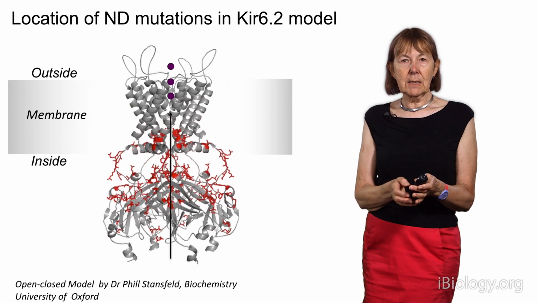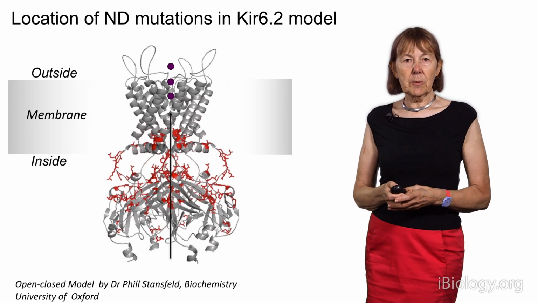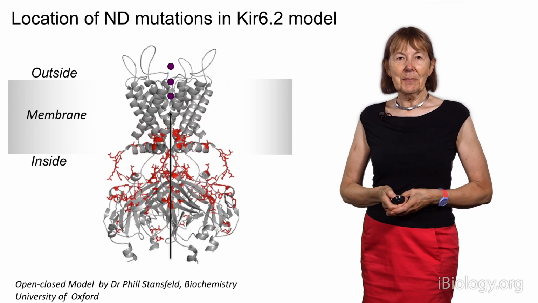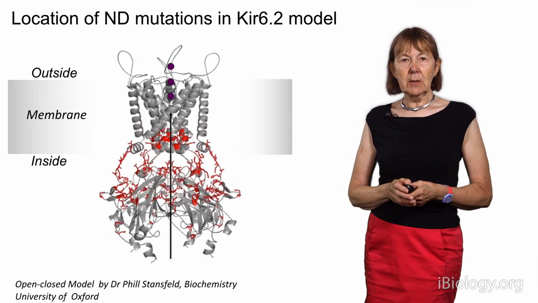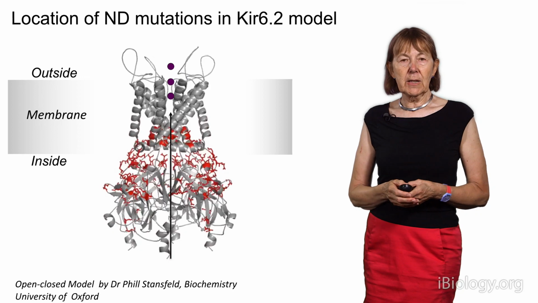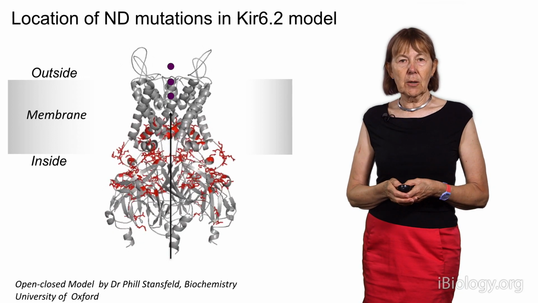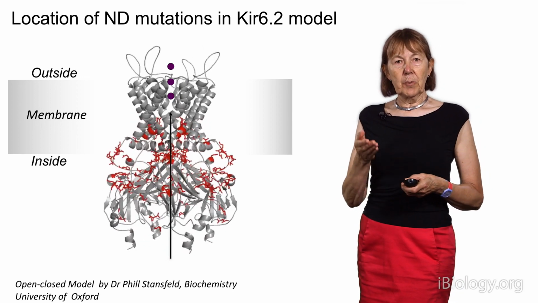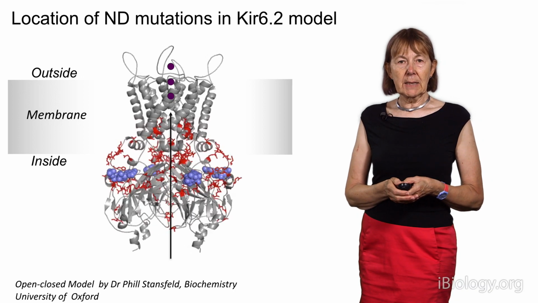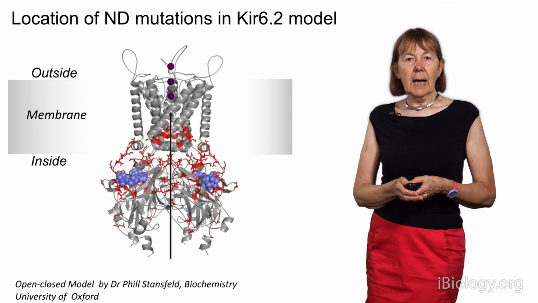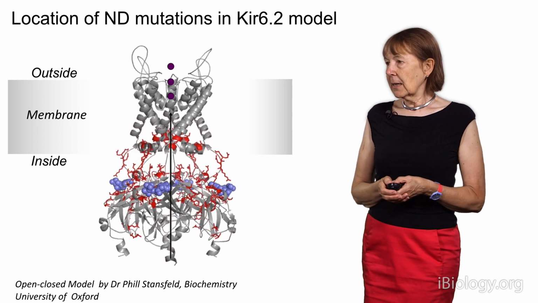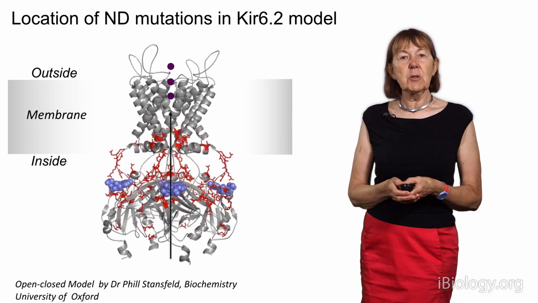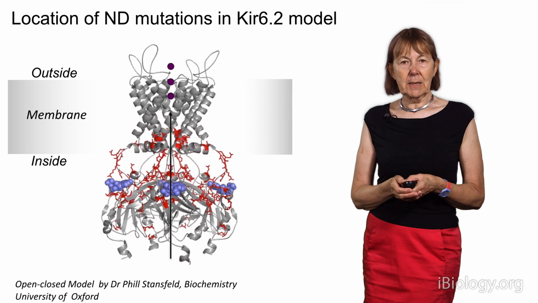And that's shown on this slide in a little model also produced by Phil Stansfeld. And this is just the Kir6.2 subunit. The purple spheres are the potassium ions showing their pathway through the pore. The blue here is ATP binding to the molecule. So that's the ATP binding site. And everything in red is a residue that is mutated in neonatal diabetes.